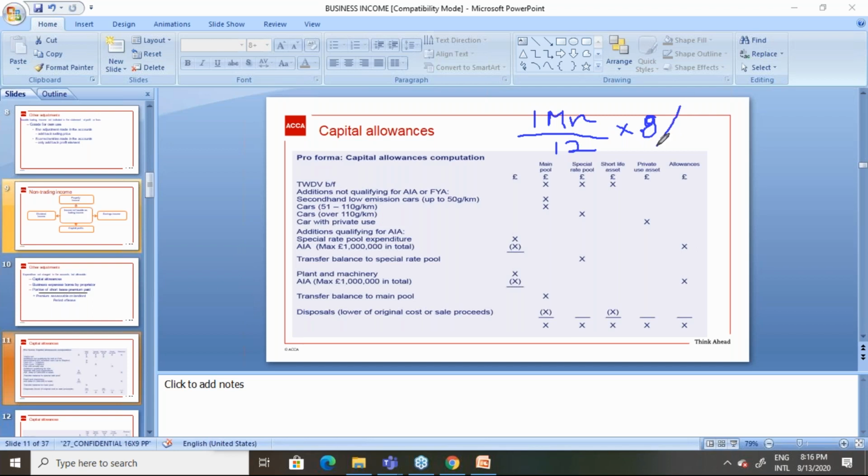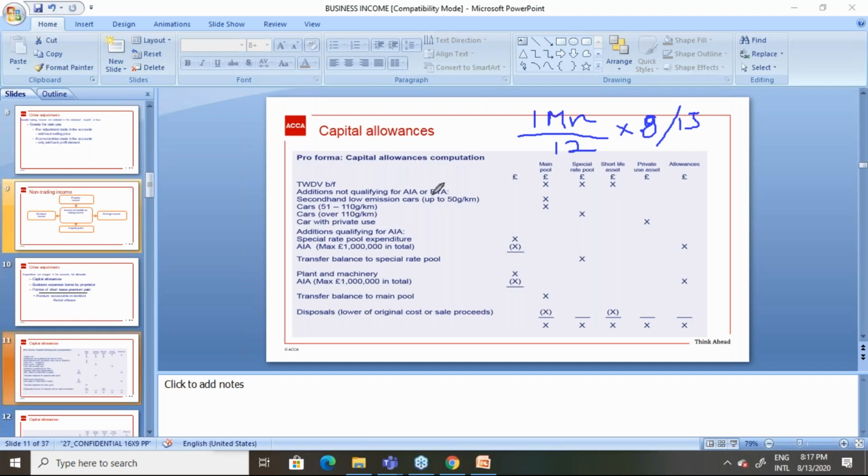If your accounting period is more than 12 months, say you have prepared accounts of 15 months, then again you need to time apportion the 1 million by dividing it by 12 and multiplying it by 15. So there you can get the total annual investment allowance that you can claim. As I said, you cannot claim AIA on motor cars. Then there's another special way of calculating capital allowances. That is what we call first year allowance.